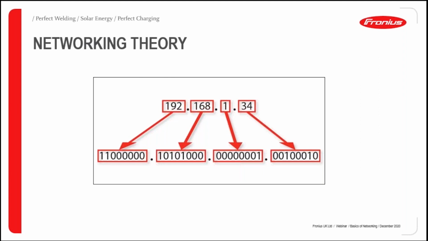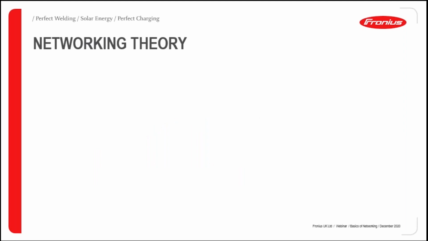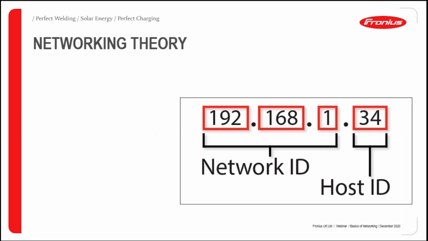The reason for this is that each of the numbers is actually an 8-digit binary number, or octet, hence a 32-bit number. So as you can see in the example here, 192 becomes 2 ones, 6 zeros, and so on, with each number being converted into its binary format. All computers work in a binary or hexadecimal format, but it is much easier for people to work in the decimal format.